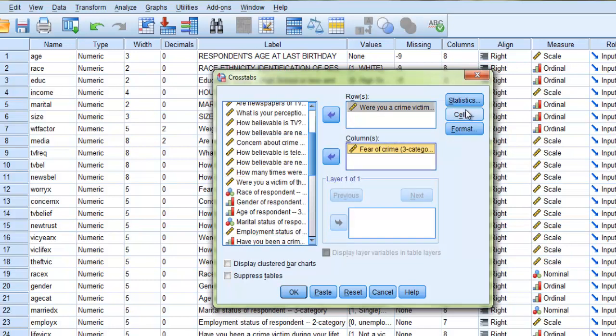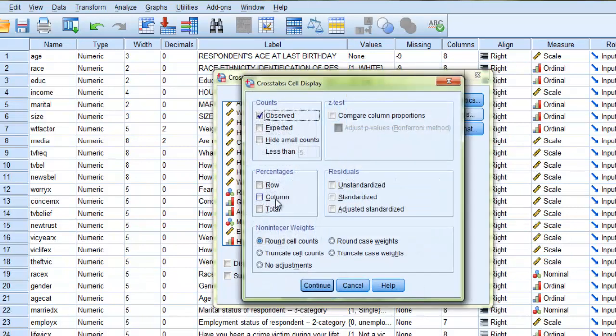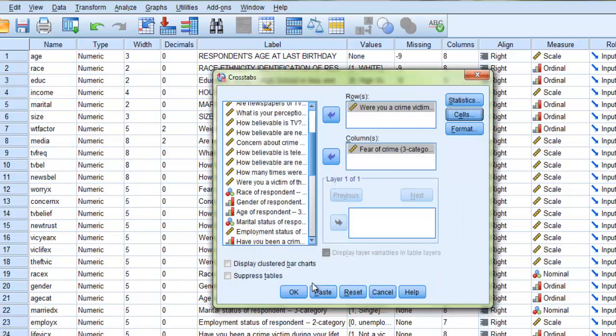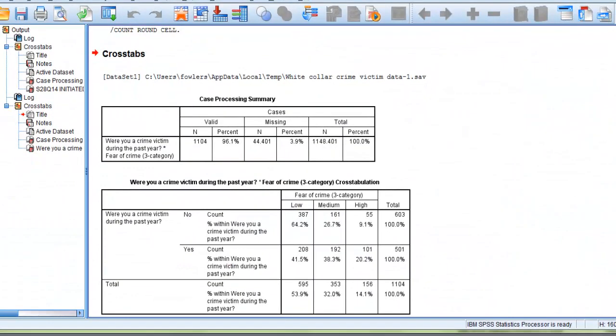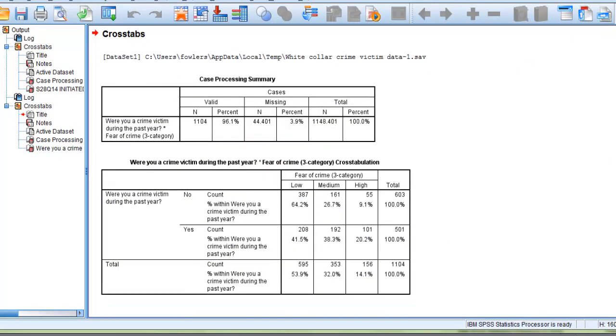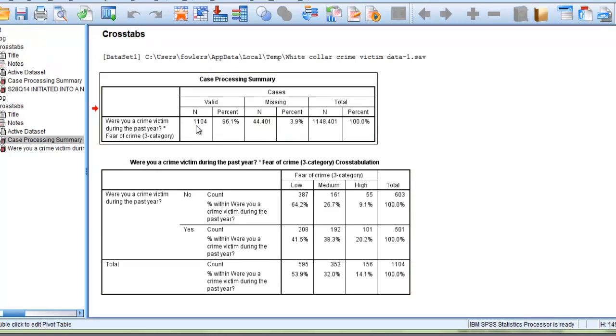Again, I go to the Cells button and I see that I want the percentages for the independent variable across the different categories of the dependent variable. So I'm going to choose row percentages, click Continue, then click OK. When the output appears, I see the same two boxes as the previous analysis. One telling me how many cases were analyzed, and then the actual results of the cross tabulation.